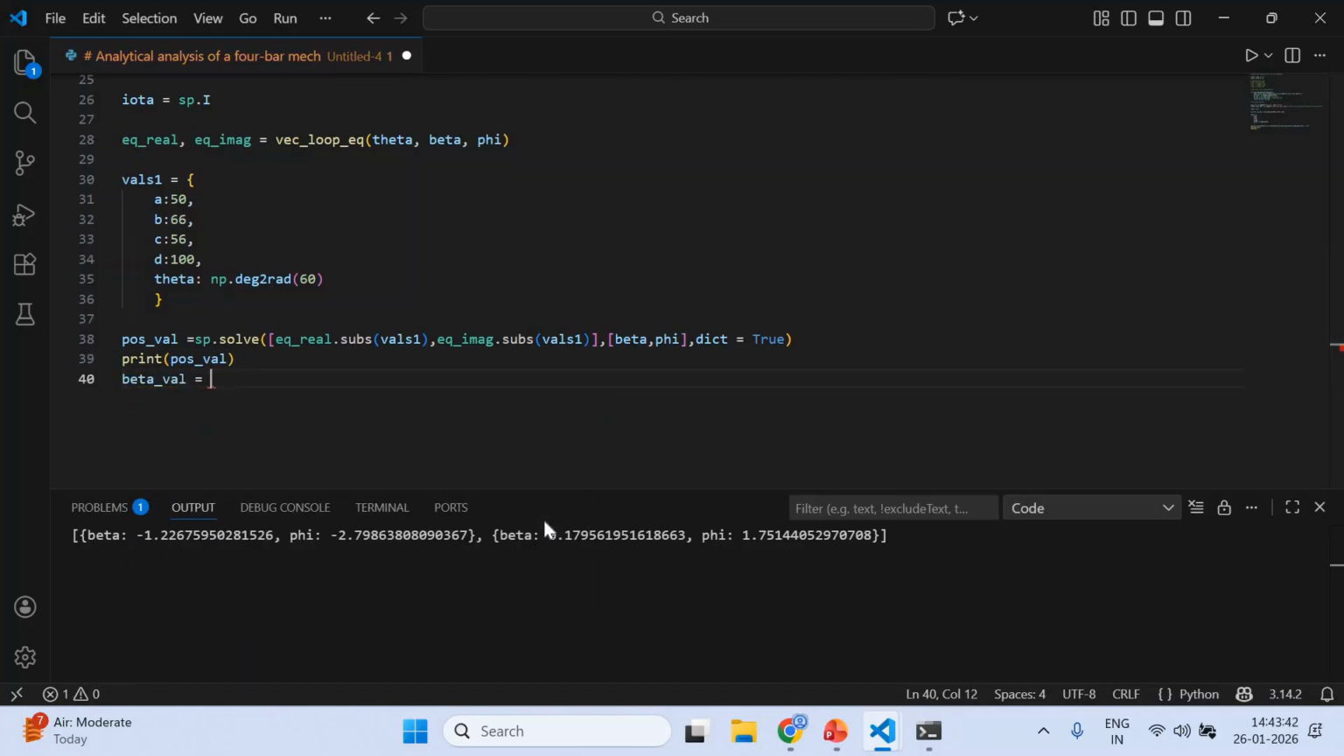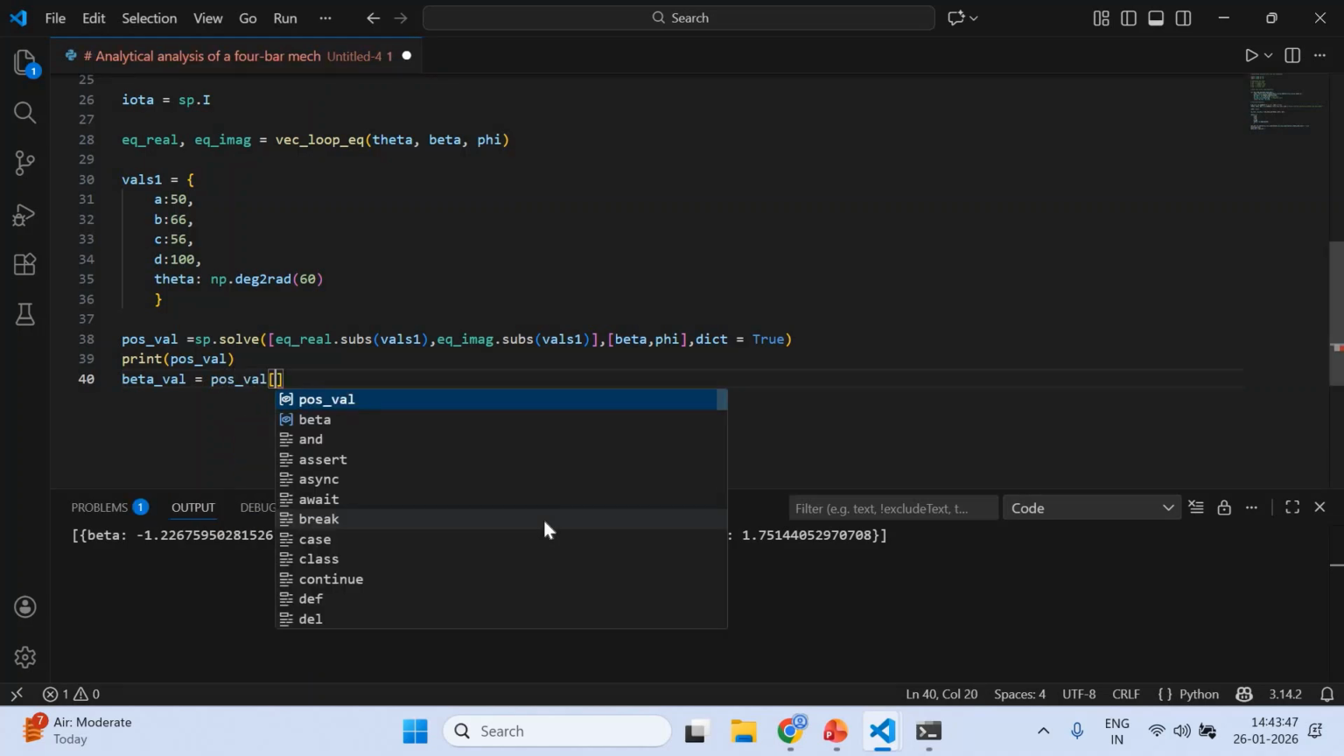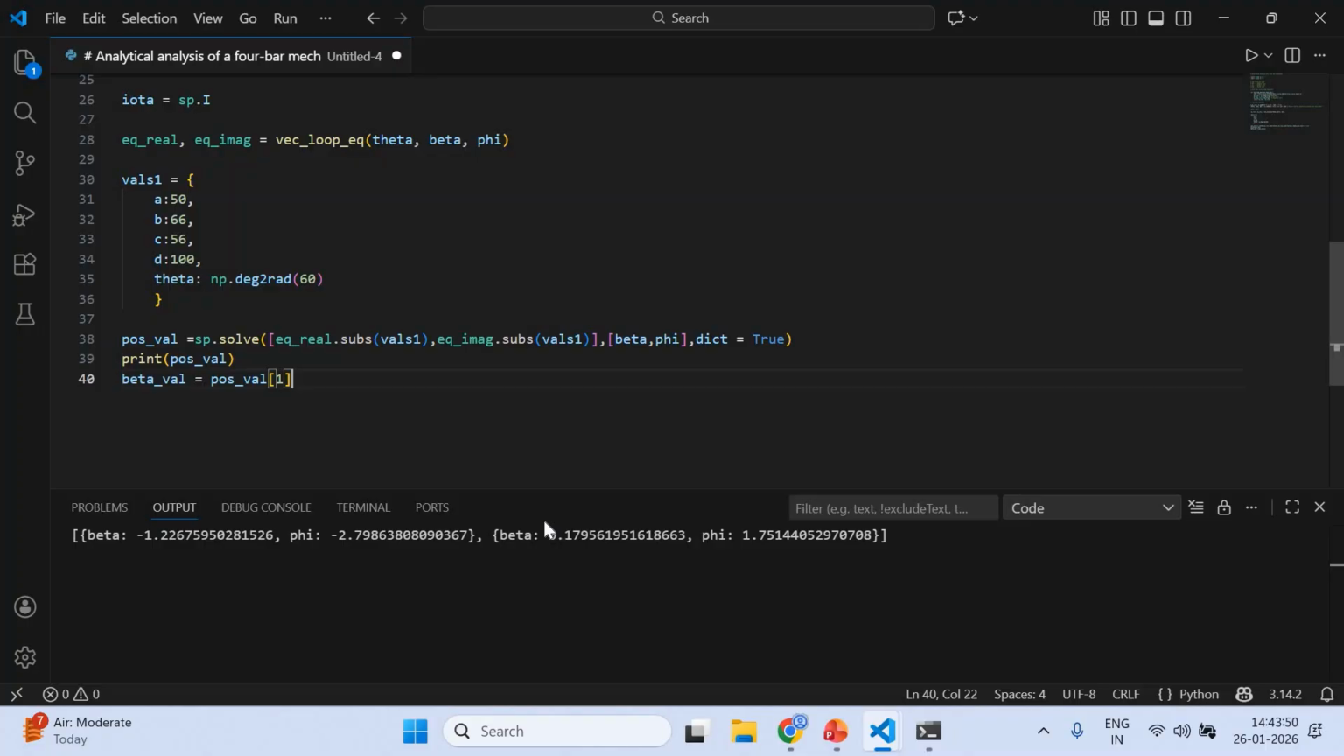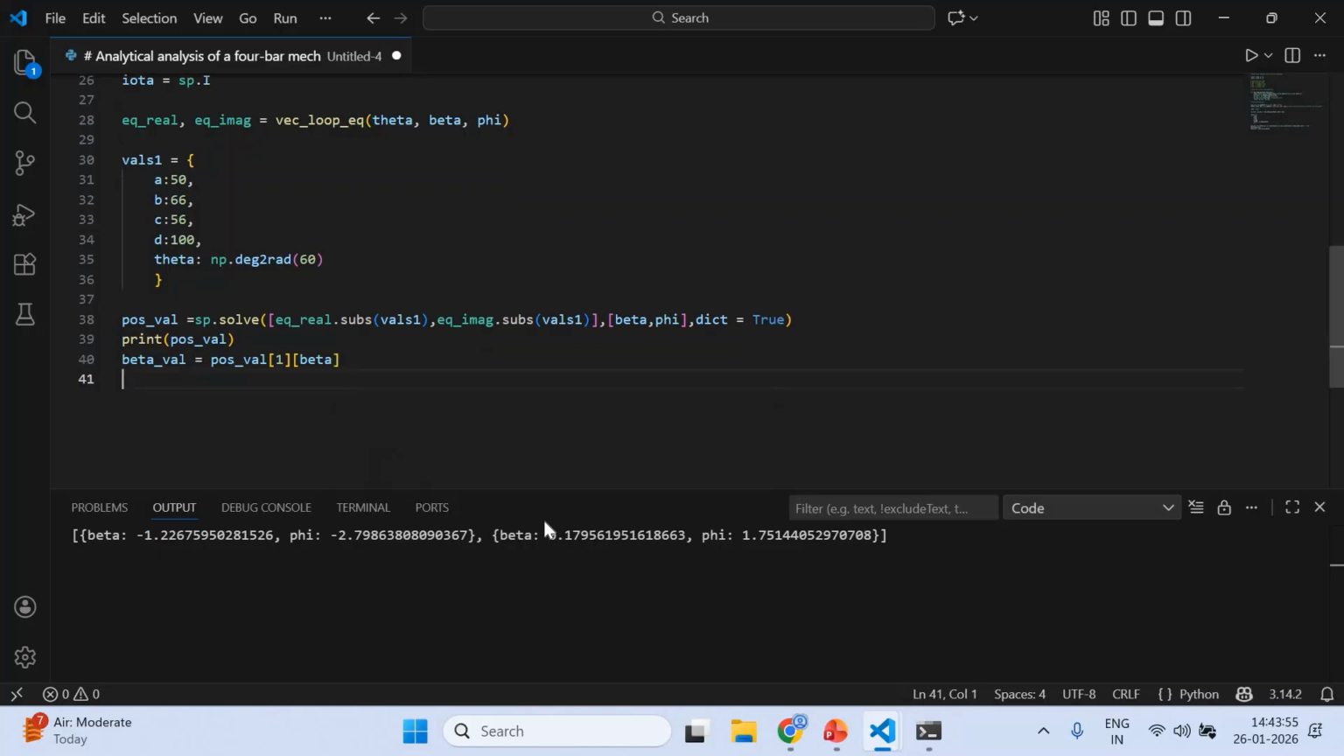Now after this, beta_val. What I'm going to do is pick up one of the values, because we know that later on these values have to be utilized in solving for angular velocities. So I'm simply picking one of the values. Let us start with the positive values of beta and phi, so I'm putting 1. If you want to use the first value, then you can use 0. So let's start with 1 only. Here we have phi_val equal to pos_val, then just select the value of phi.